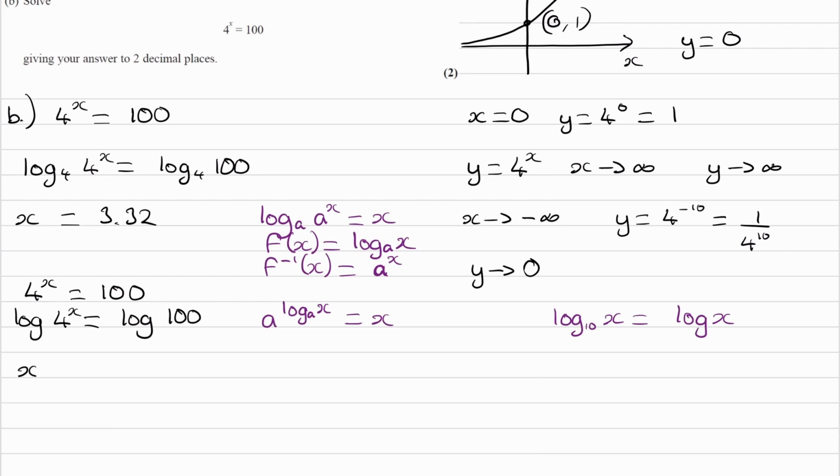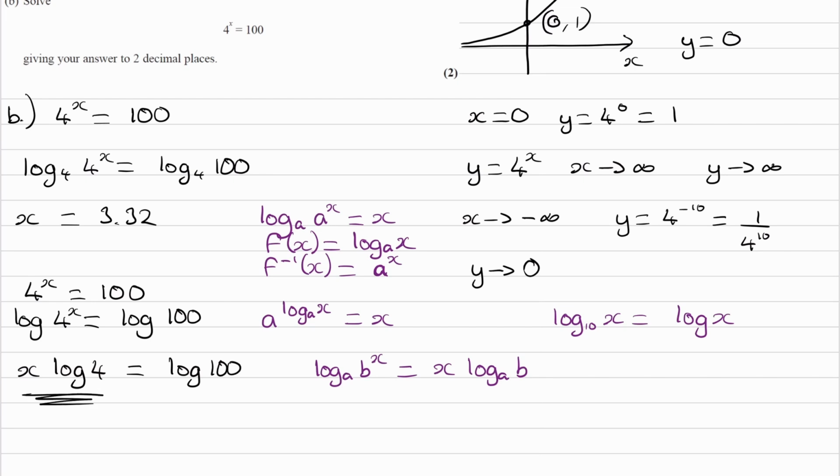The left-hand side now becomes x log 4. So what we've used there is the power law, which is if you were to have, let's say, log to the base a of b to the power of x, this is just the same thing as x log to the base a of b. So the power comes in front and now the two things are multiplied by one another. And so this equation, the right-hand side, still remains log 100.